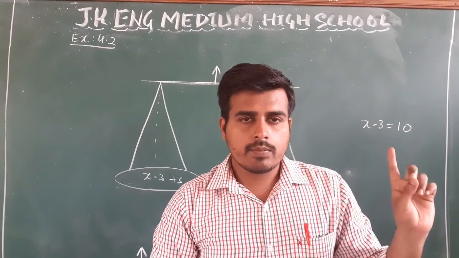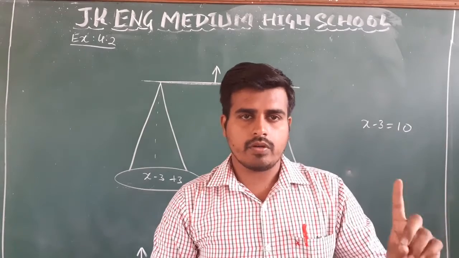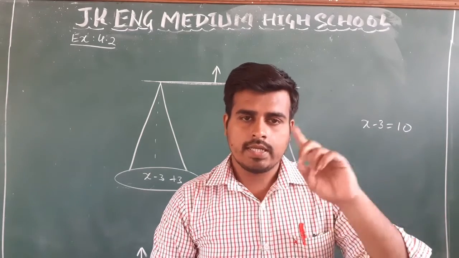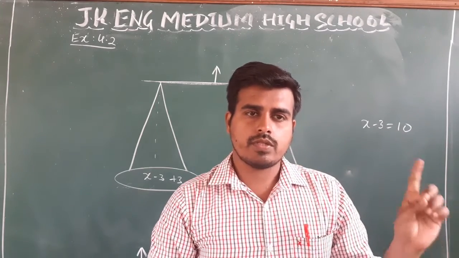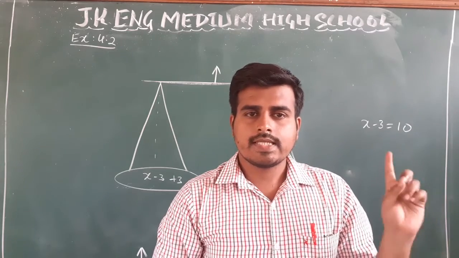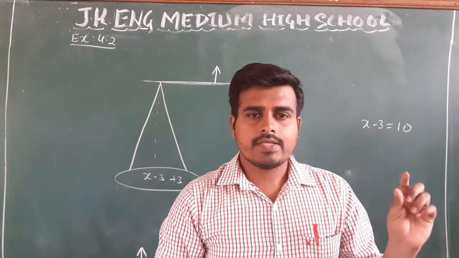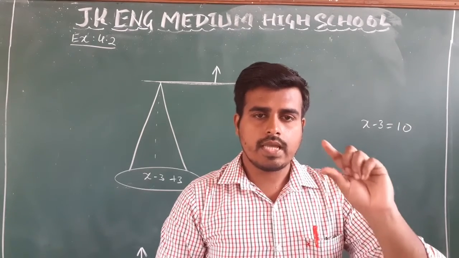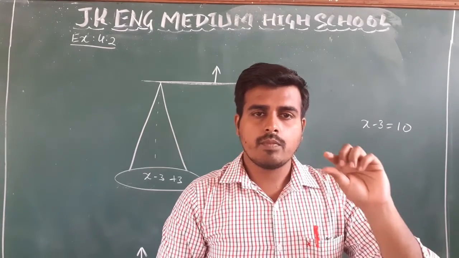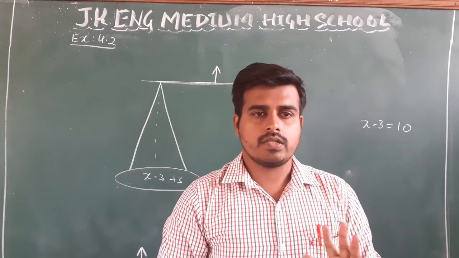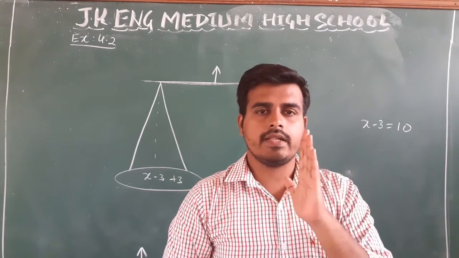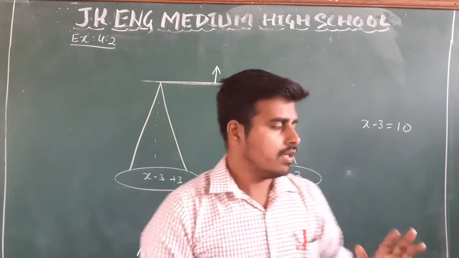Whatever you multiply on the left side, the same number you have to multiply on the right side. Even for subtraction also, if you subtract any number in the LHS, the same number you have to subtract in the RHS. If you divide the LHS by some particular number, with the same number you have to divide the RHS also. Then equilibrium is maintained, and then it is known as an equation.